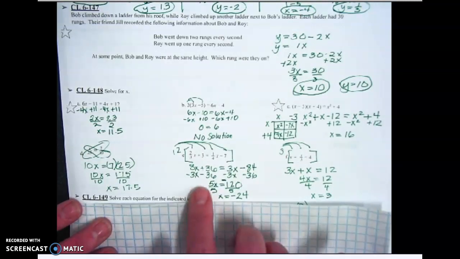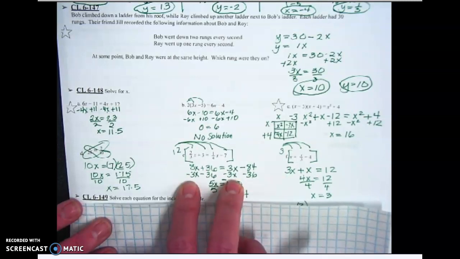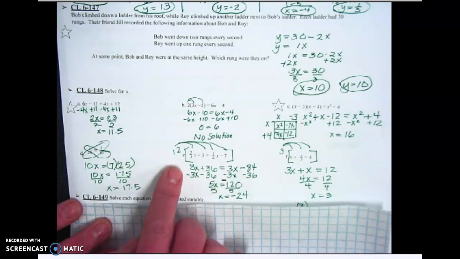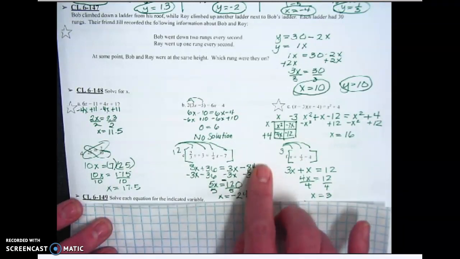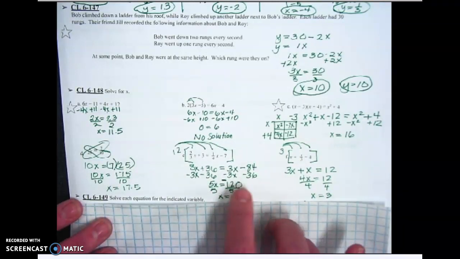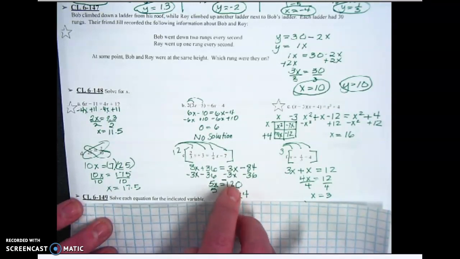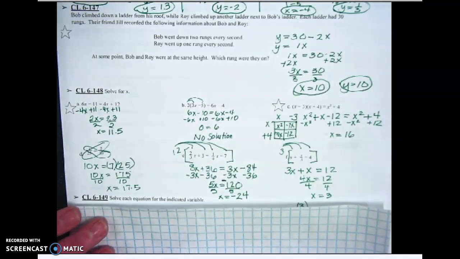All right? From here, I want to get my variable on one side or the other. So I subtract the 3x from both sides, and I'm also going to subtract 36 from both sides. So 8x minus 3x is 5x, and negative 84 minus 36 more is negative 120. The inverse operation of multiplying by 5 is dividing by 5, and 5 goes into negative 120, negative 24 times.